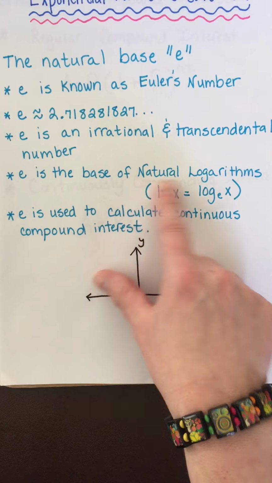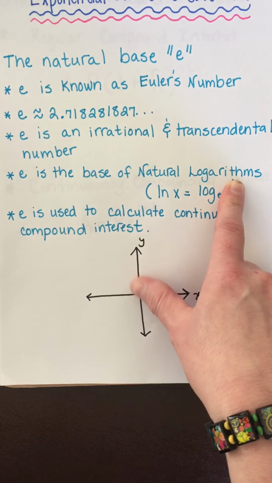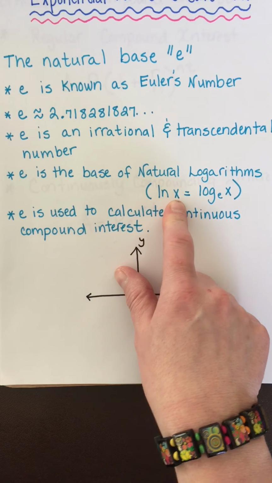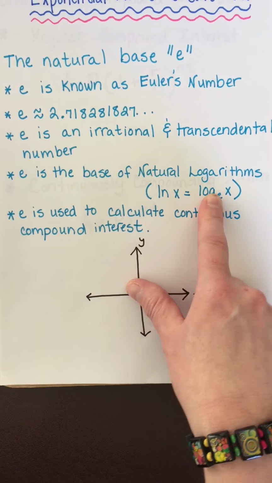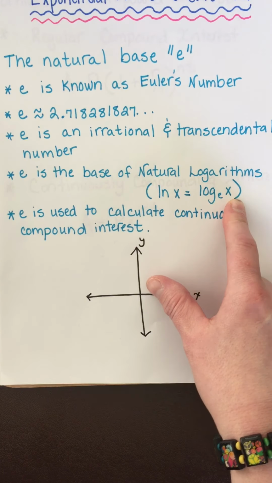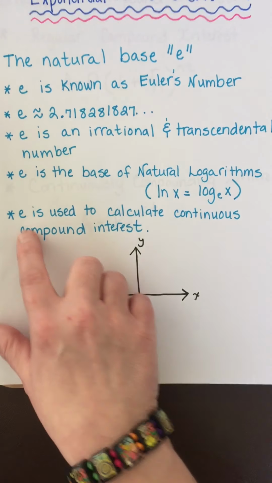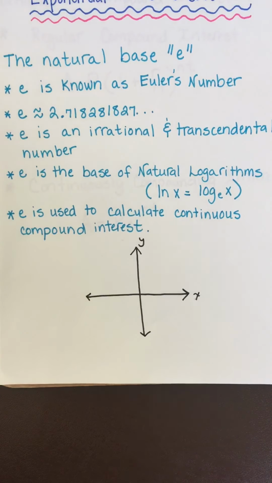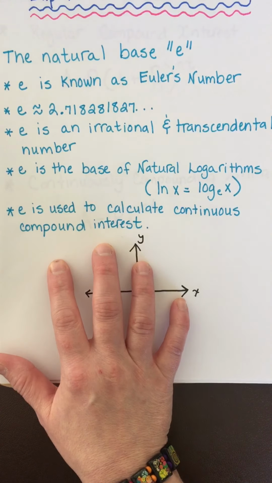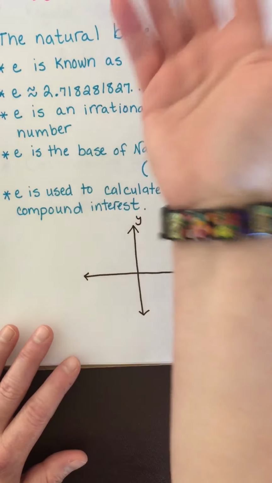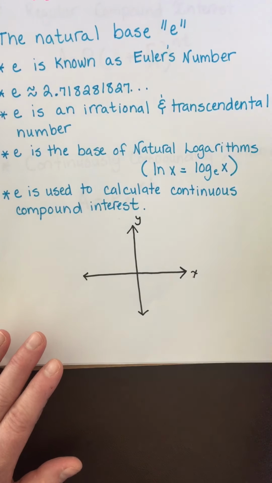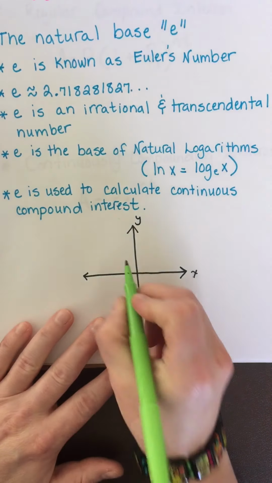E is also the base of natural logarithms, which we'll talk about before long. So if you see the natural log of x, that's the same thing as the log base e of x. And what we're mostly interested in is that E is used to calculate continuous compound interest. So since E is an exponential function, the graph doesn't look very different than the ones we talked about before.